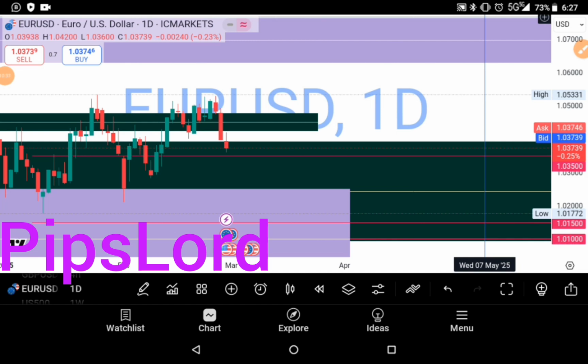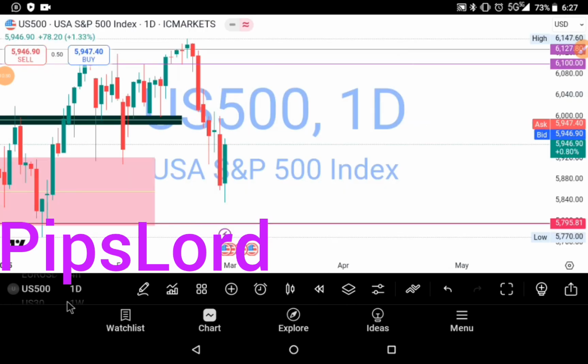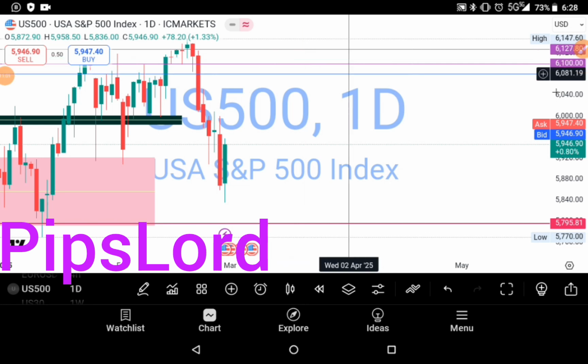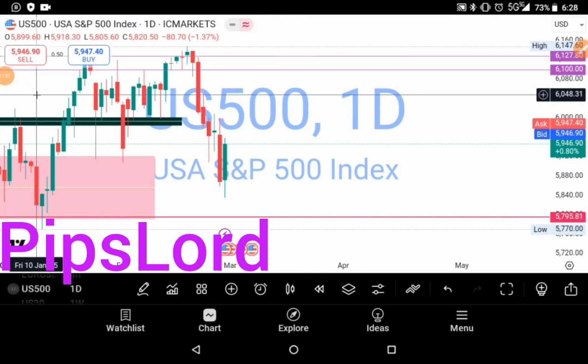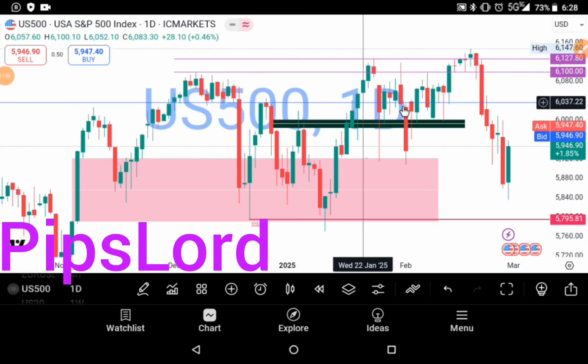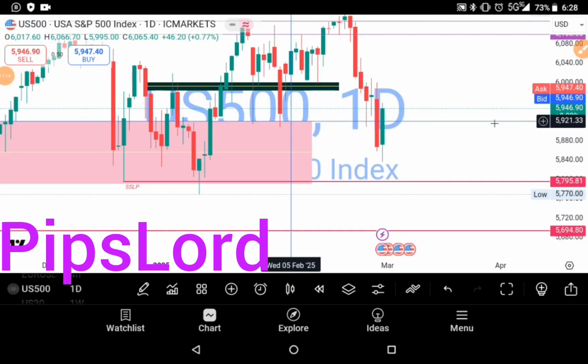So let's go into our S&P 500. Last week I was interested in 61,200, but we couldn't see a movement above. We couldn't see a movement in that direction. So how will I be interpreting this? I'll be watching.